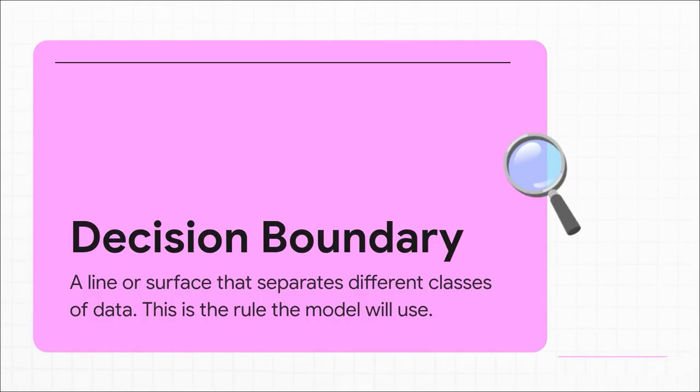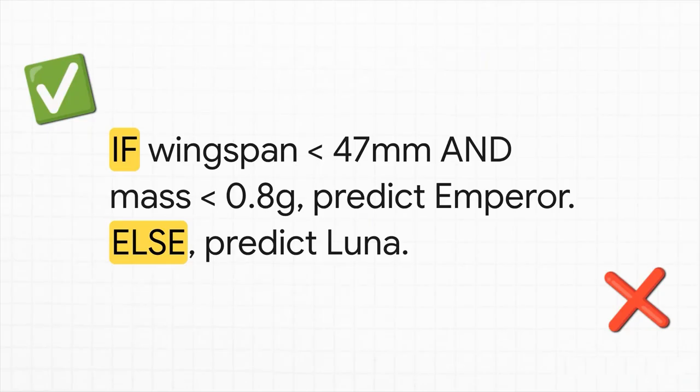Now, this line has a fancy name, of course. It's called a decision boundary. But all it really is, is the rule the computer's going to use. If a new moth lands on one side of the line, it'll call it an emperor. If it lands on the other side, it's a Luna. It's really that straightforward. And here's how that line on a graph actually turns into a set of instructions for the computer. At its core, a model can just be a simple if-then statement.